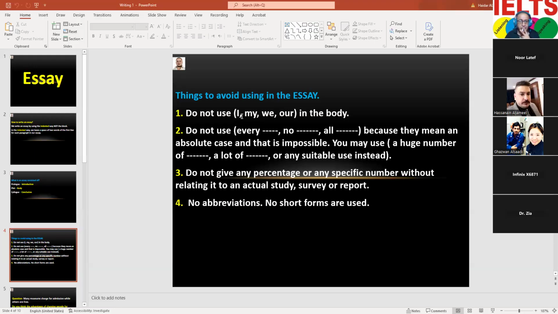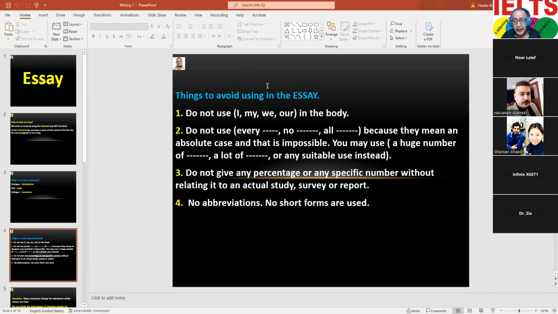Number 2, never ever use every something, no something, all something. For example, do not say every Iraqi, no Iraqis, all Iraqis in the essay, because they mean an absolute case, 0% or 100%, and that is impossible.